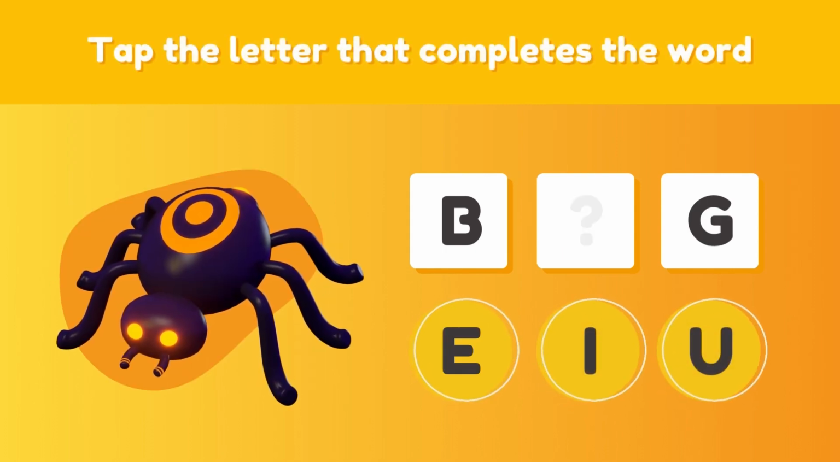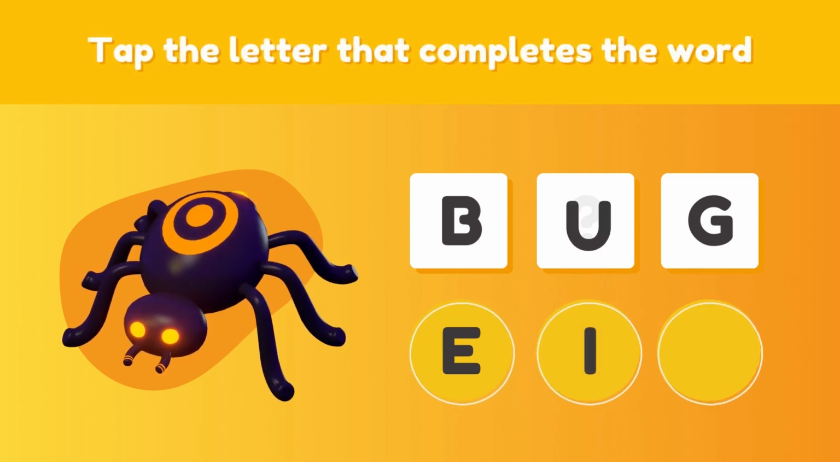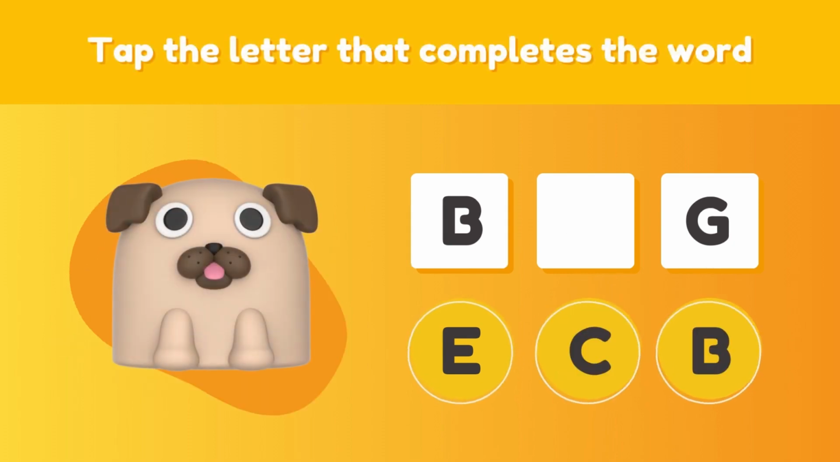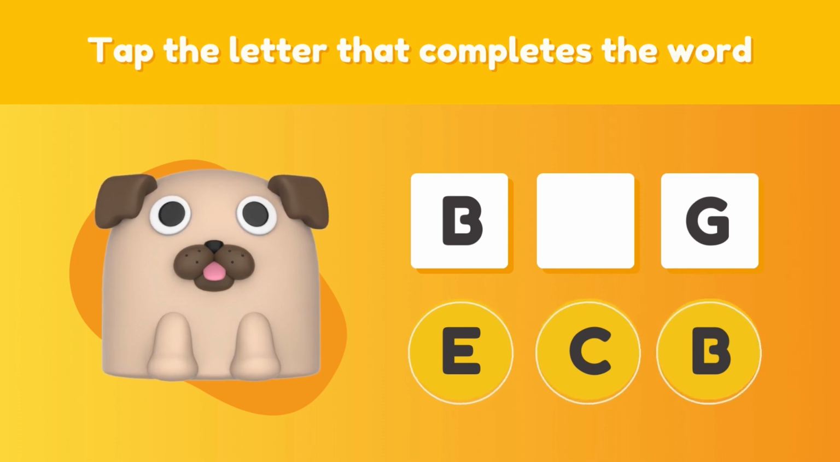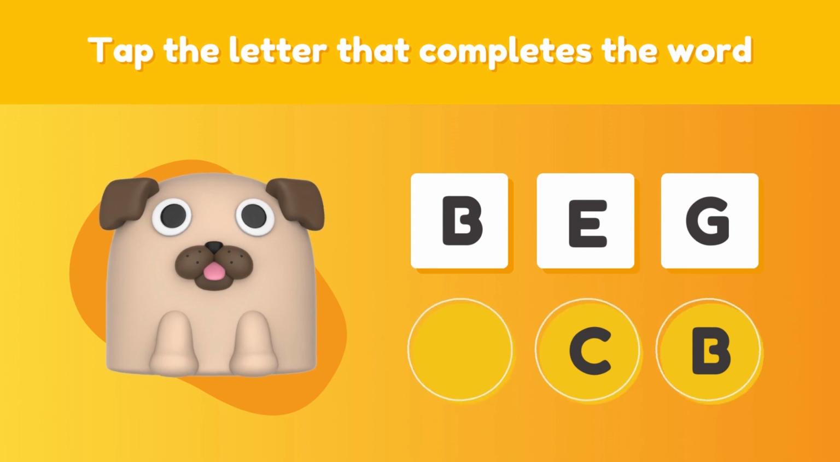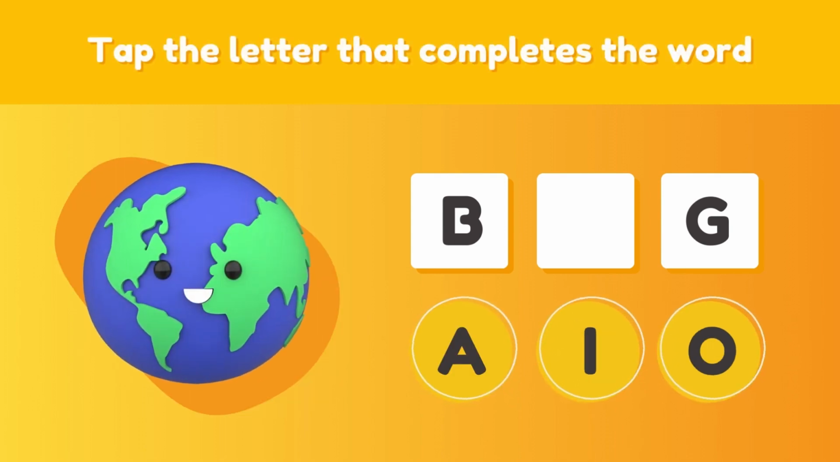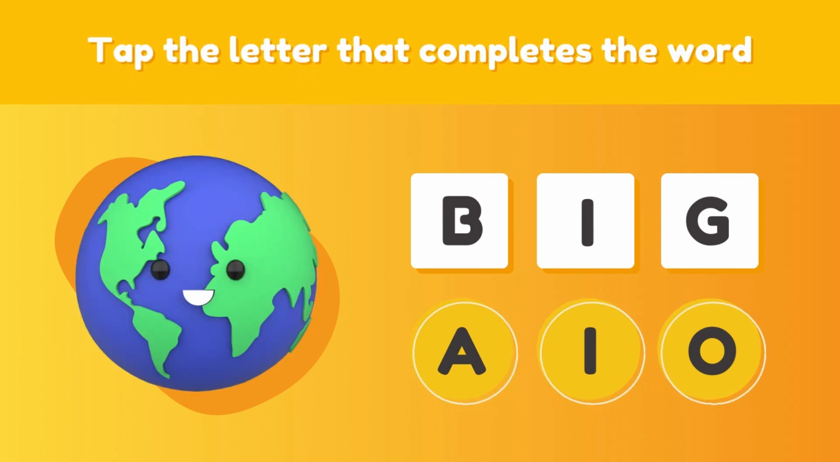The missing letter is... letter U. It's a bug. The missing letter is... letter E. Bag. The missing letter is... letter I. Big.